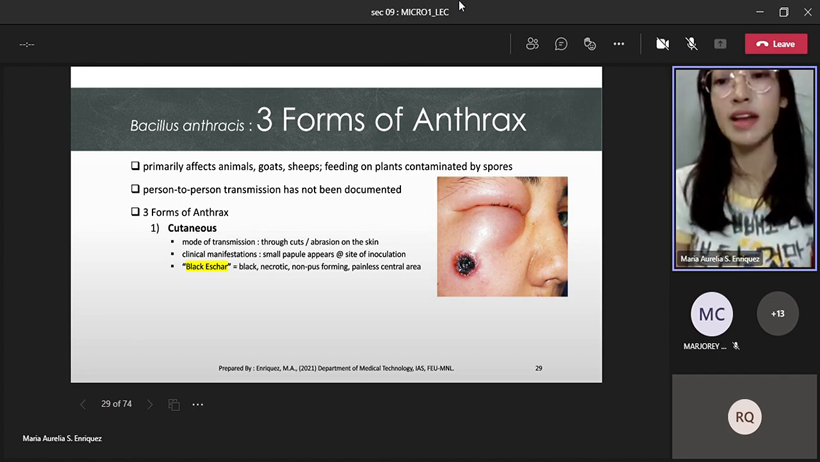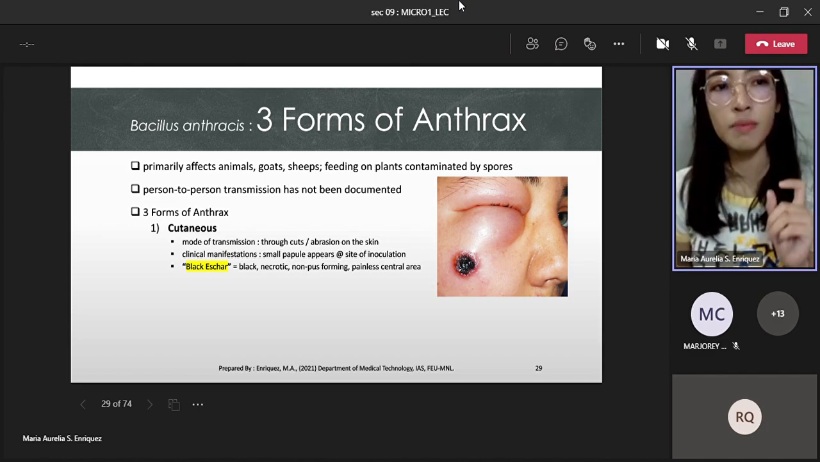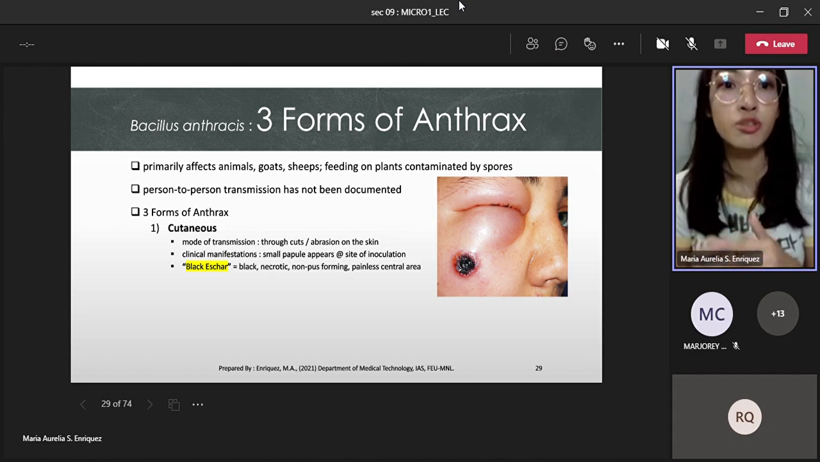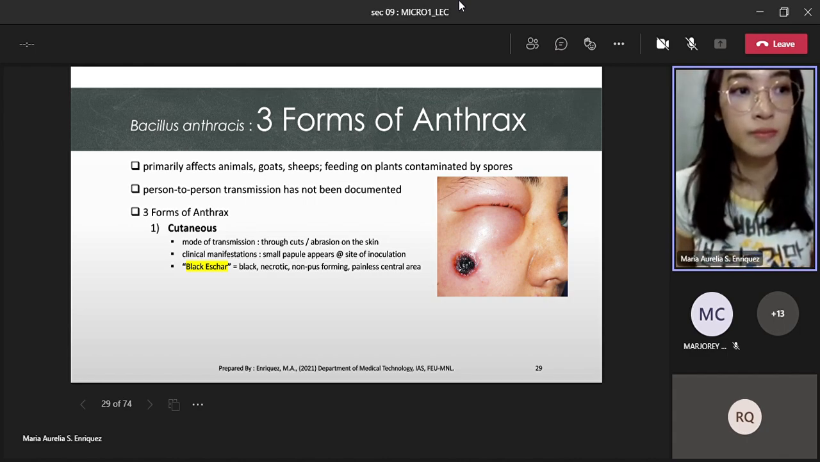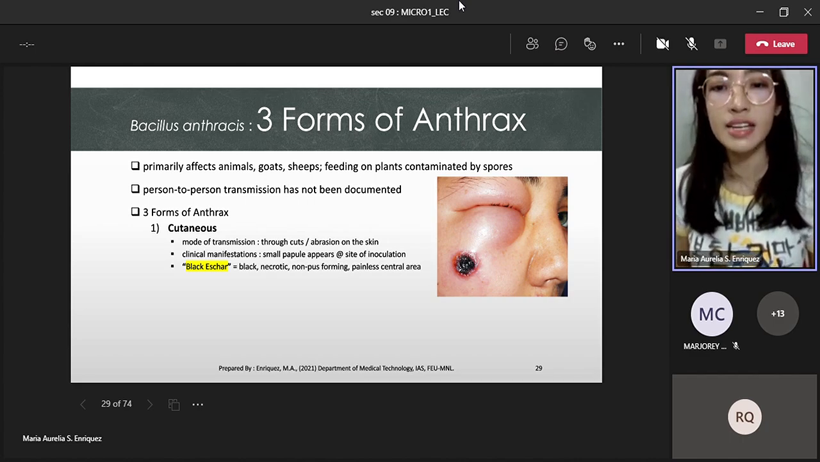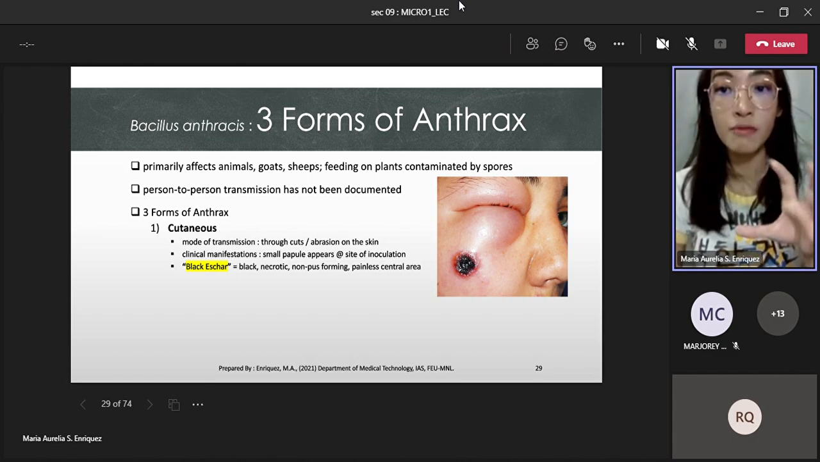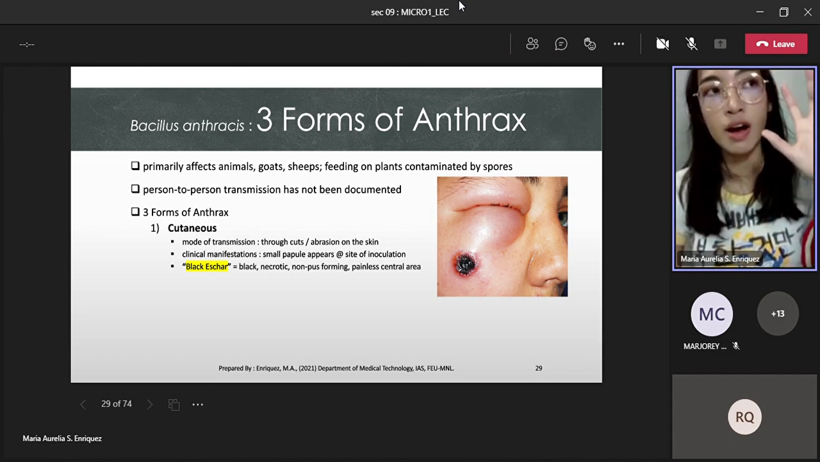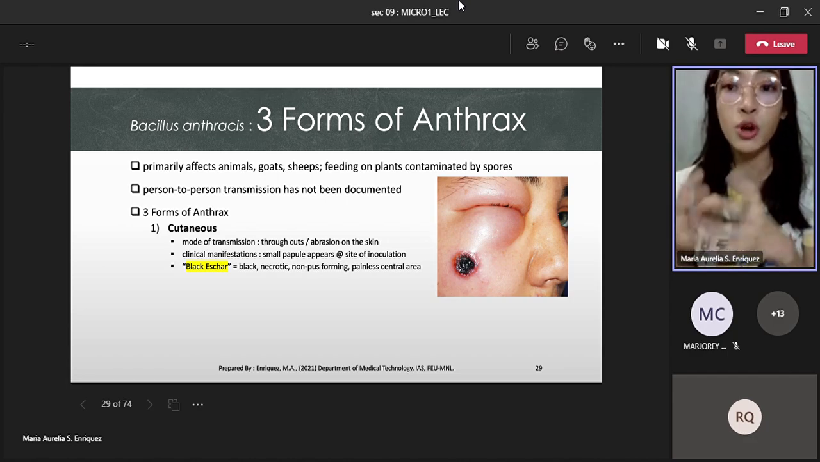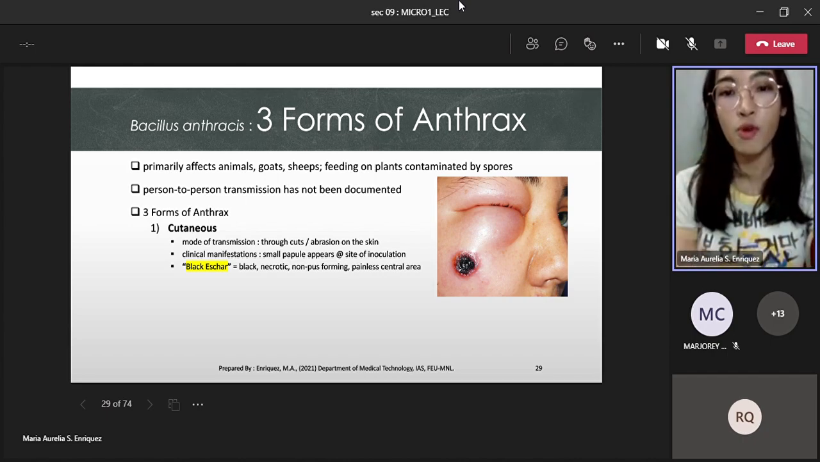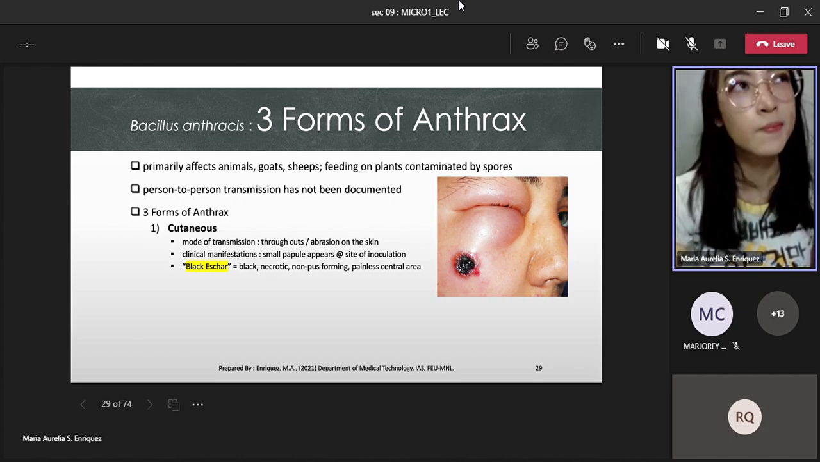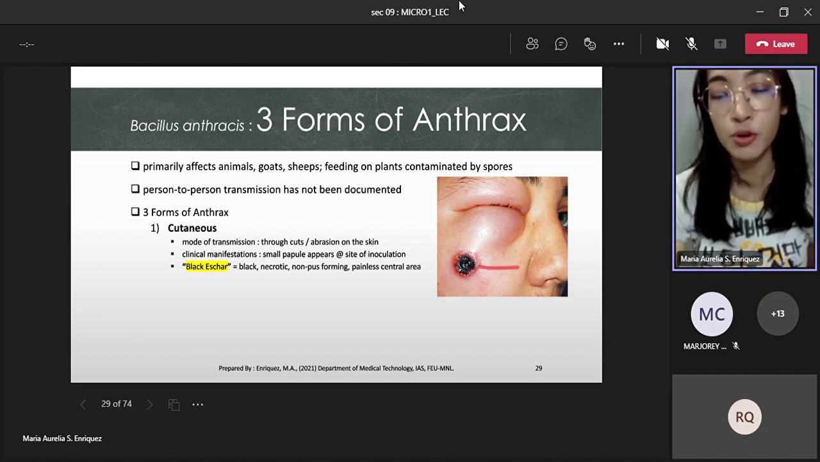Okay, so cutaneous anthrax begins as a small pimple or papule that appears at the site of inoculation 2 to 3 days after exposure. After that, a vesicle would develop, or a ring of vesicles would be formed around this papule. And then those vesicles would coalesce, or join together, to form an erythematous ring, as we can see here in this photo. So yung parang red edges, yun po yung vesicles.